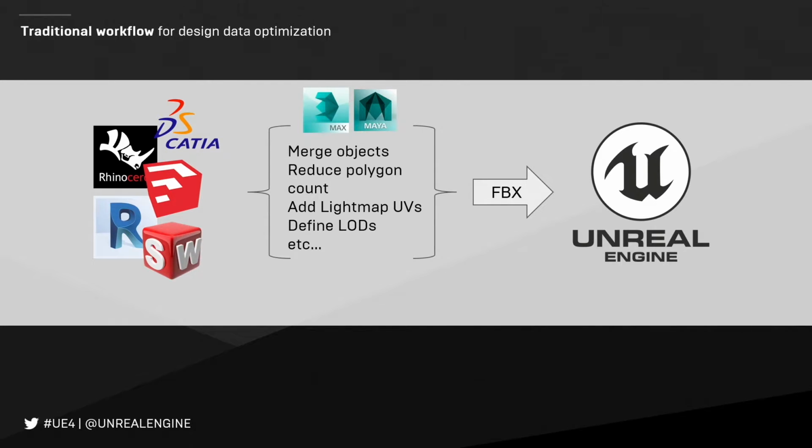So what that results in is people having to manually merge objects, reduce polygon count, and add light map UVs, as well as defining their own LODs. Now, what we're doing now is this. That pipeline has always relied on FBX. However, this itself is a problem.